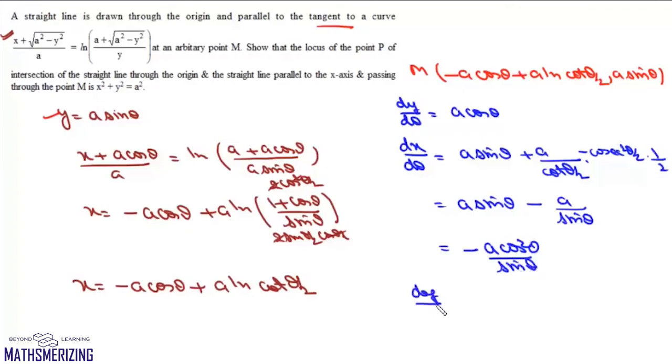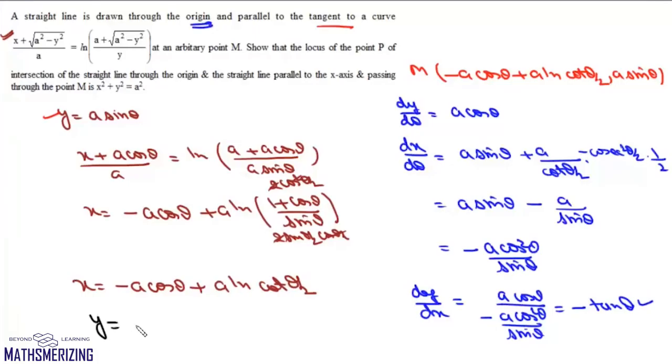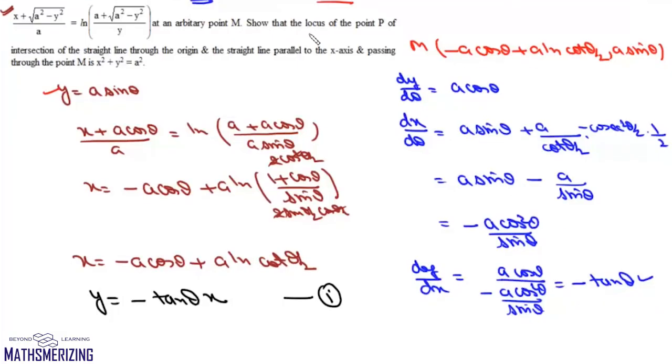Therefore, we can write dy by dx as now dy by d theta, which is a cos theta upon minus a cos square theta upon sin theta, will be nothing but minus tan theta. Now once we have the slope of this line and it passes through the origin, we can write the equation of this line as y equals minus tan theta x, and that's our first equation. Now it says, suppose that the locus of point P of intersection of the straight line through the origin and the straight line parallel to the x-axis passing through M.